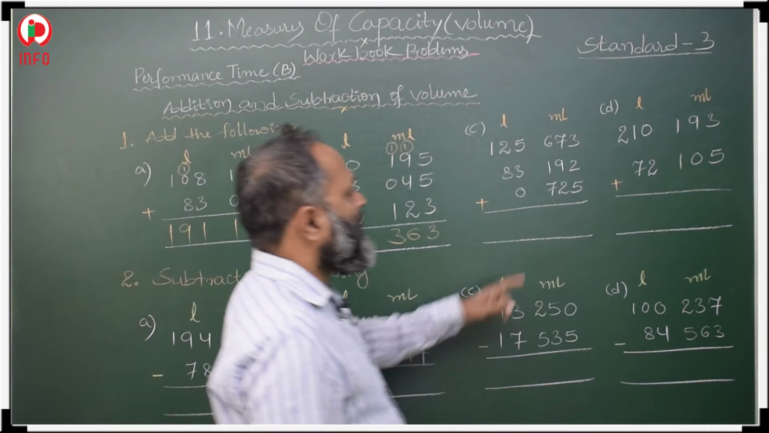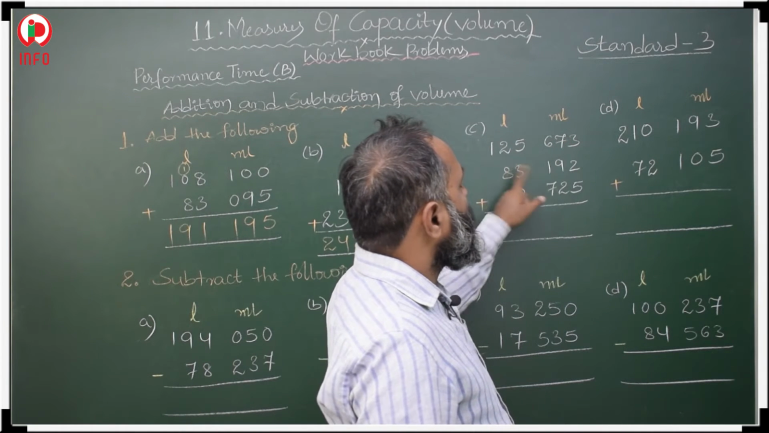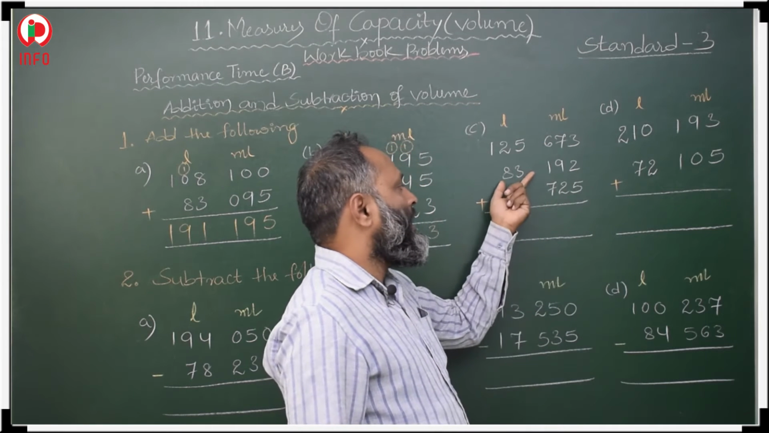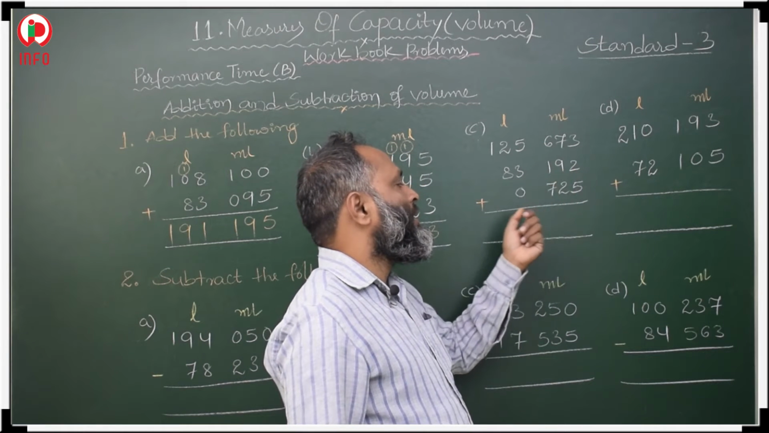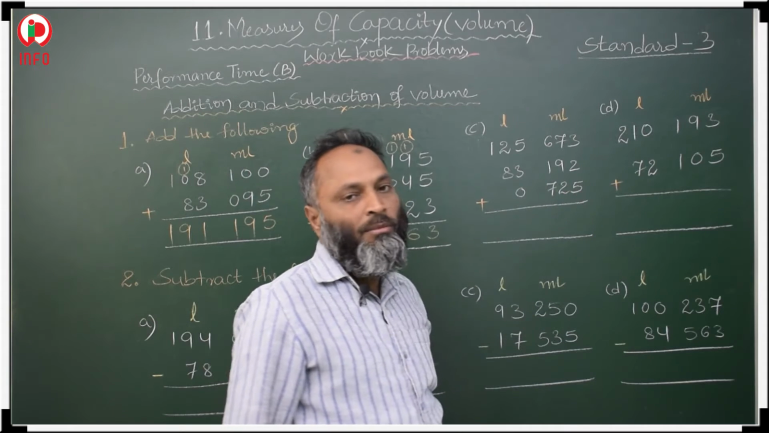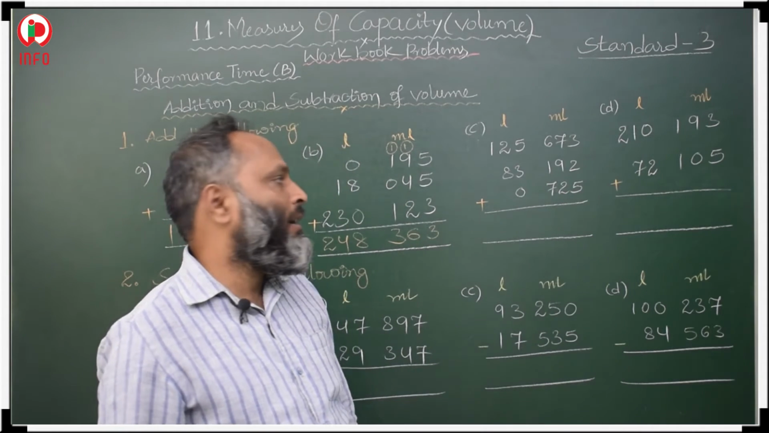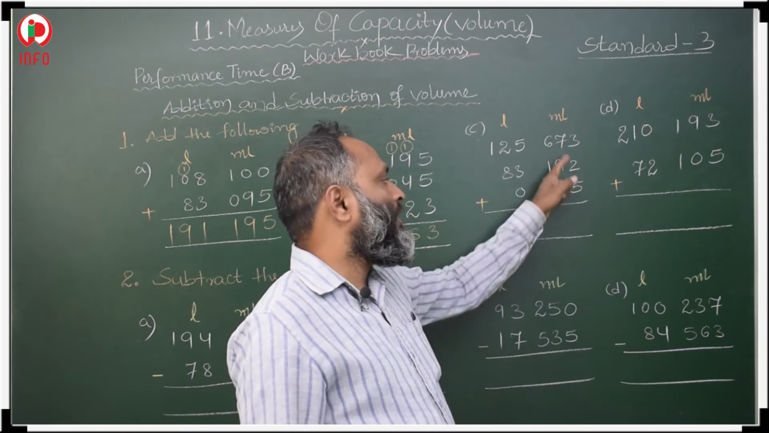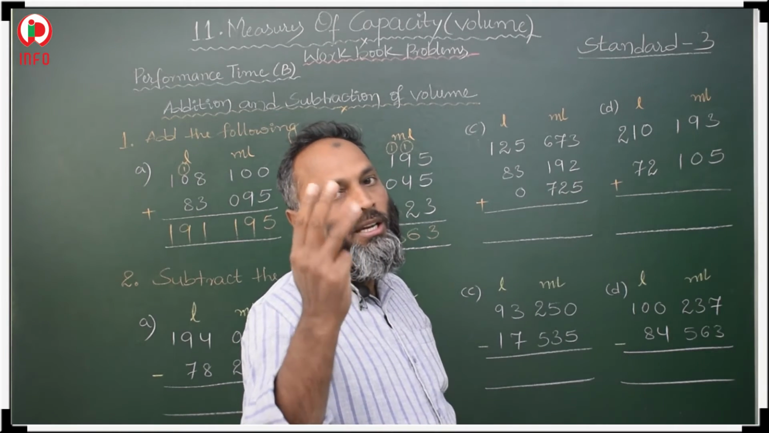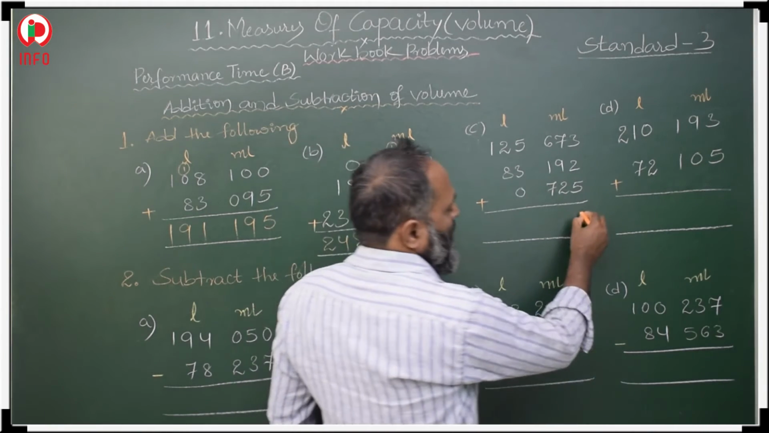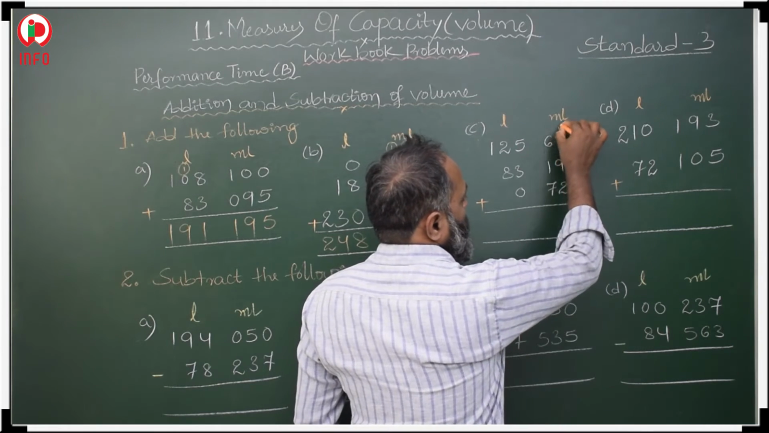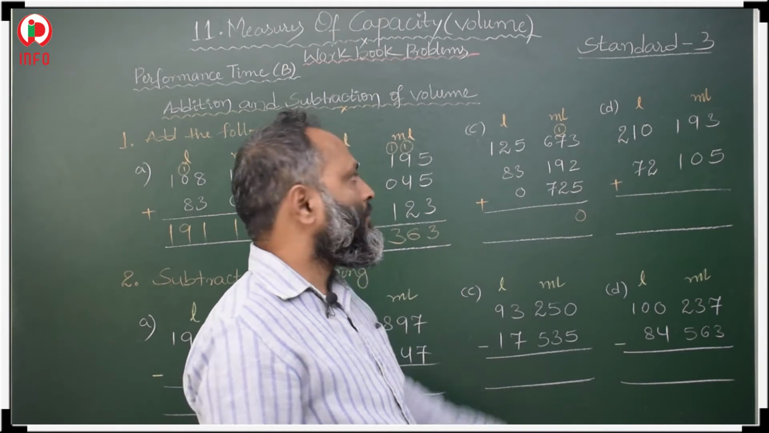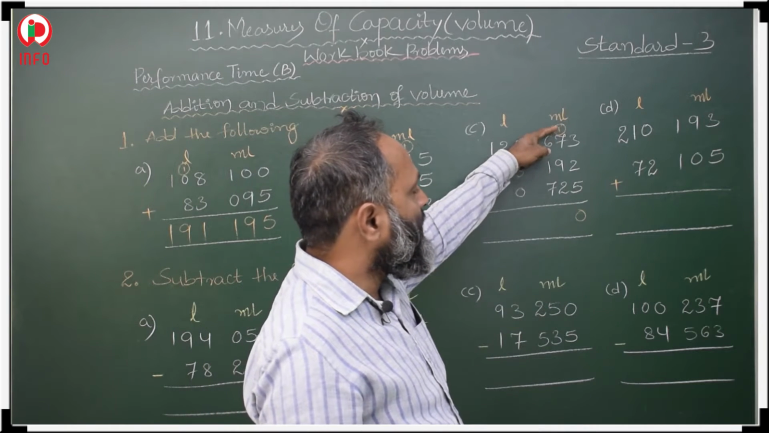Now the next one, milliliters. So 125 liters, 673 milliliters; 83 liters, 192 milliliters; 0 liters, 725 milliliters. All these three we have to add. So 3 plus 2, 3, 4, 5. 5 plus 5, 6, 7, 8, 9, 10. 10 means 0 in the ones place, and 1 we have to carry over to the tens place of milliliters. 7 plus 1, 8.